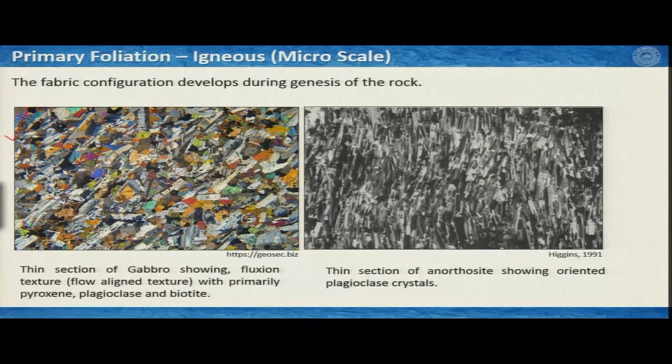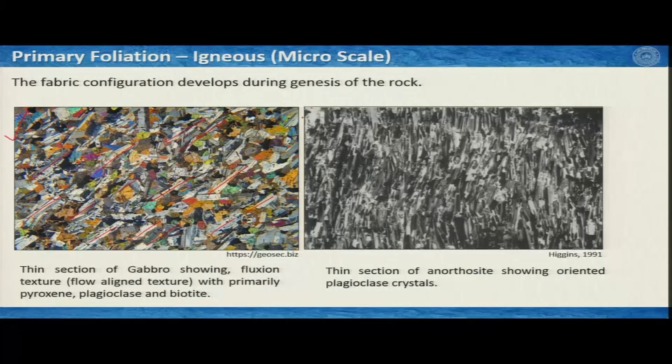looking at this photograph of this thin section, we see that these plagioclase feldspars are giving some sort of fabric in this rock, right. It is not a very strong fabric, but it does define a fabric, and this has formed during the genesis of this gabbro. So, therefore, this is a primary foliation.